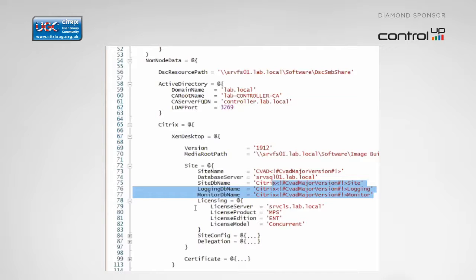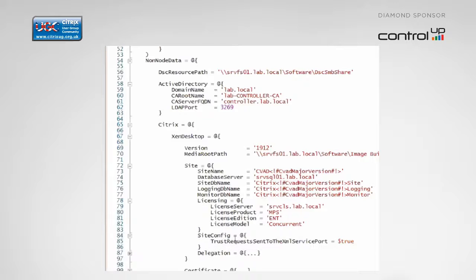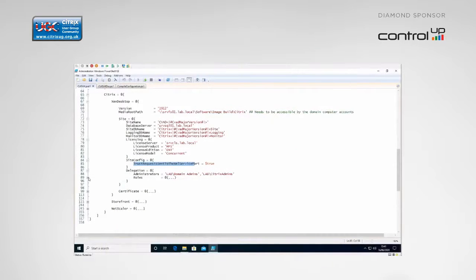I guess you could, I wouldn't recommend it due to needing to cut a new license for every deployment you want to do. And then what site configuration do we want to apply? We want to trust XML requests sent to the service report and any delegation that we want. So we want to delegate, these are my administrators, and then what roles do I want to define within Studio. And this is a very simple config.